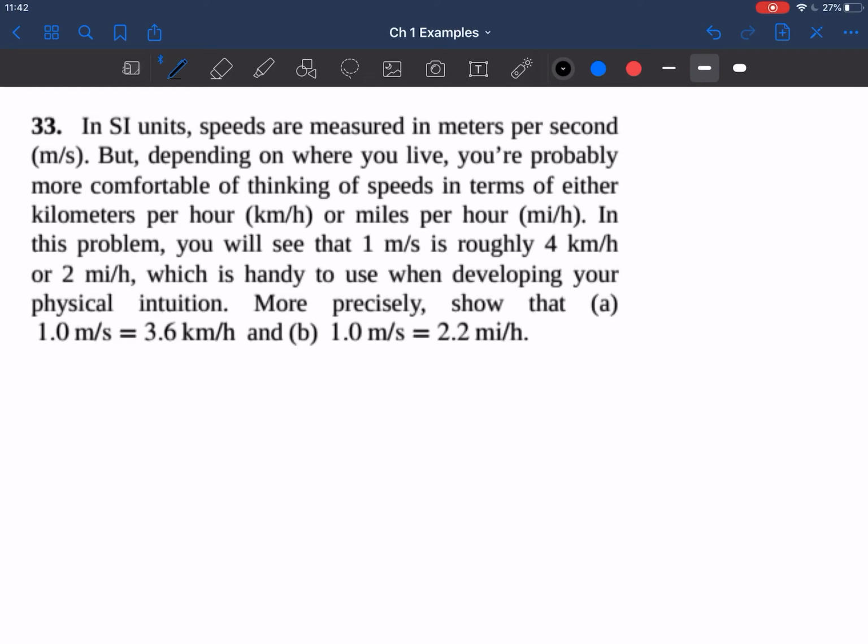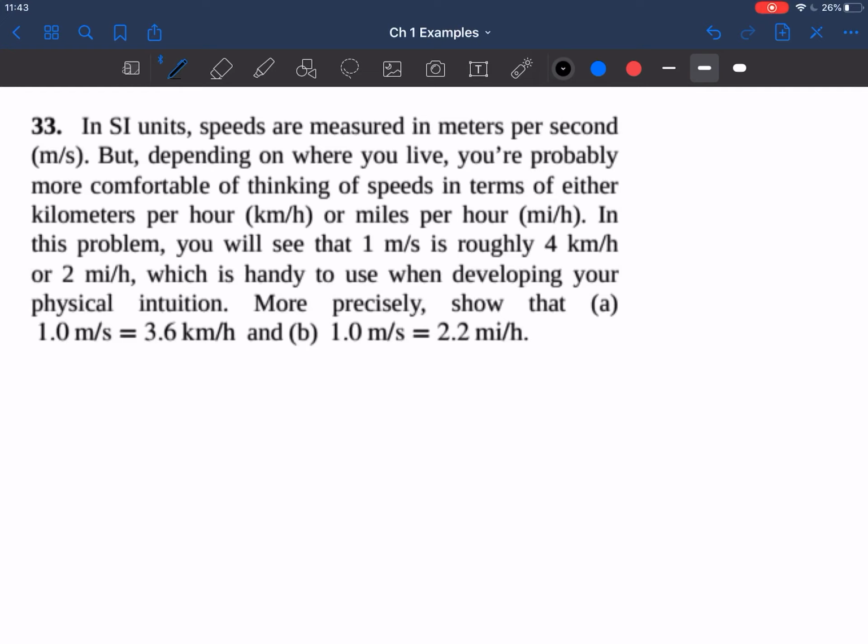More precisely, show that A, 1.0 meters per second, is equal to 3.6 kilometers per hour, and B, 1.0 meters per second, is equal to 2.2 miles per hour. Okay, so this is both a nice practice unit conversion problem, but also gives you some helpful things to have in your head, right? When you're solving a physics problem, when you get an answer at the end, it's good to think to yourself, does this answer make sense? Right? That's what we mean by physical intuition.